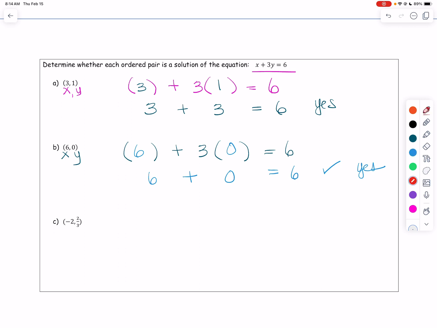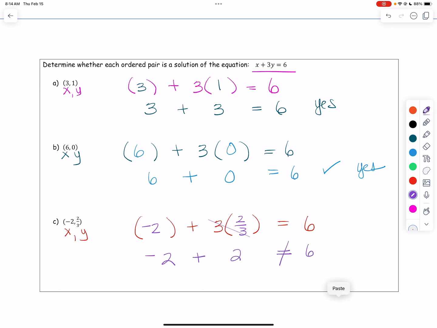And then the last point, x is -2, y is 2/3, so parentheses for x plus 3 parentheses for y, does that equal 6? So x is -2 and y is 2/3. And so when I multiply 3 times 2/3, I now have -2 plus 2, and that does not equal 6. So that would be a no.